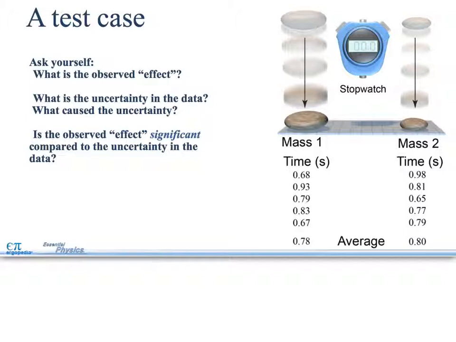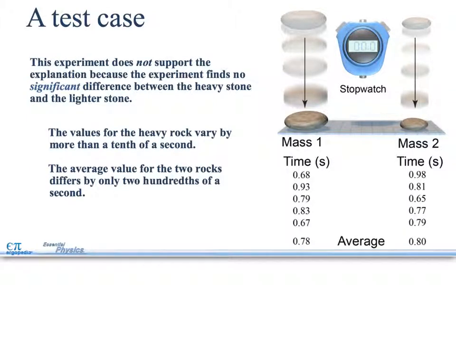Ask yourself, what is the observed effect? What is the uncertainty in the data? What caused the uncertainty? Is the observed effect significant compared to the uncertainty in the data? So several questions here we need to take a look at. The experiment does not support the explanation because the experiment finds no significant difference between the heavy stone and the lighter stone. The values for the heavy rock vary by more than 1/10 of a second. The average value for the 2 rocks differs by only 2/100ths of a second. If you see the averages down here.